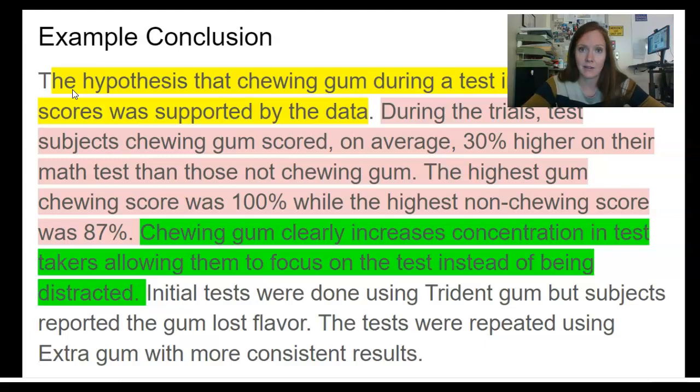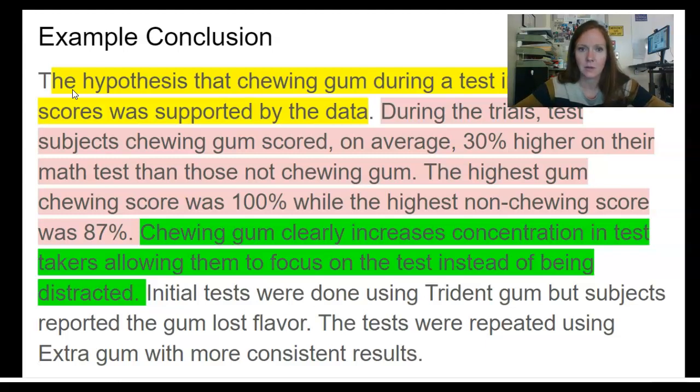Now I'm going to use my evidence to back it up. Here's the evidence directly from my experiment. During the trials, the test subjects chewing gum scored on average 30% higher on their math test than those not chewing gum. The highest gum chewing score was 100, while the highest non-chewing score was 87. So I have specific numbers, specific evidence that directly supports my claim.